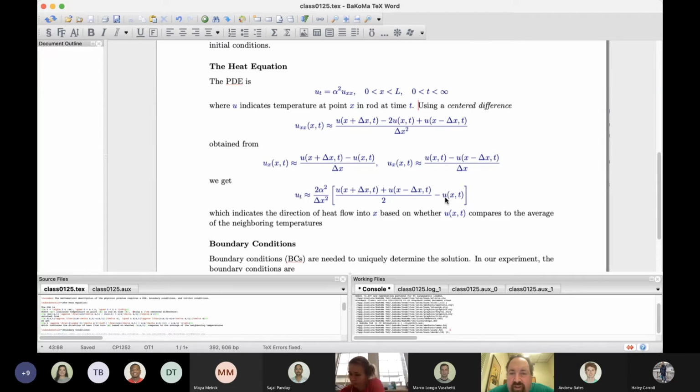Whereas if the temperature at a certain point x is greater than the surrounding temperatures, then we have du dt being negative. Therefore, the temperature at x is going to decrease due to this being negative. So we can think of this as describing the direction of heat flow into x based on this comparison to temperature at neighboring points.